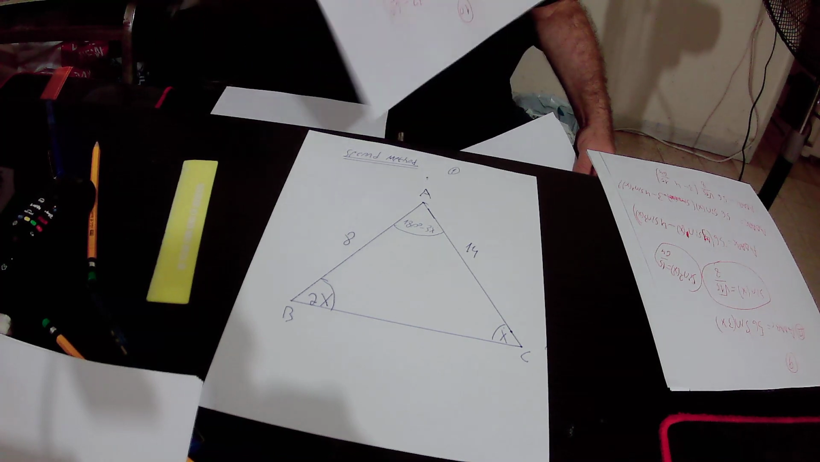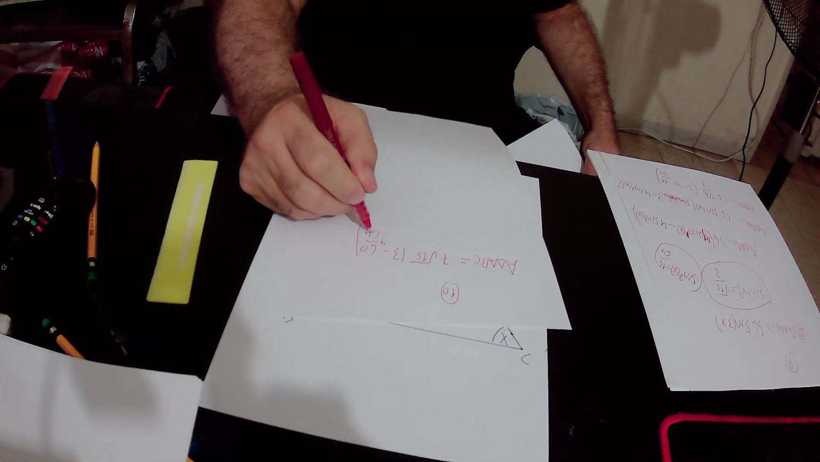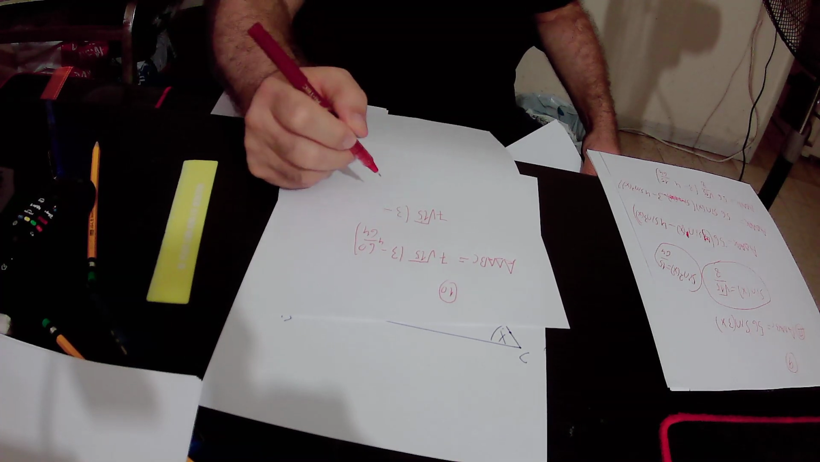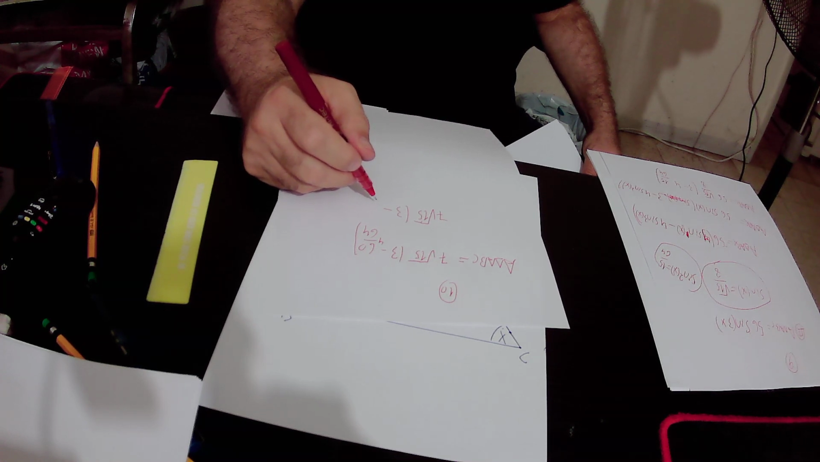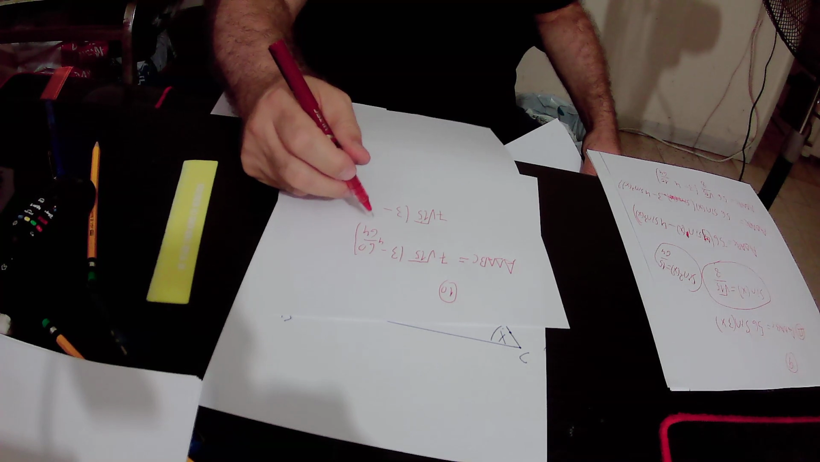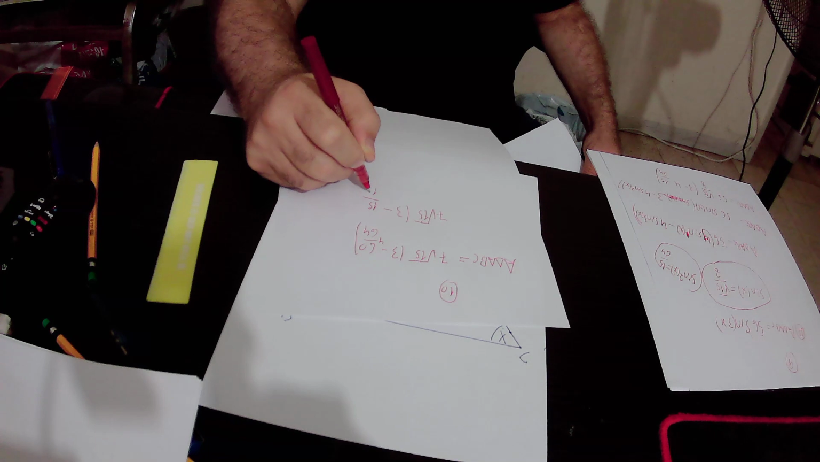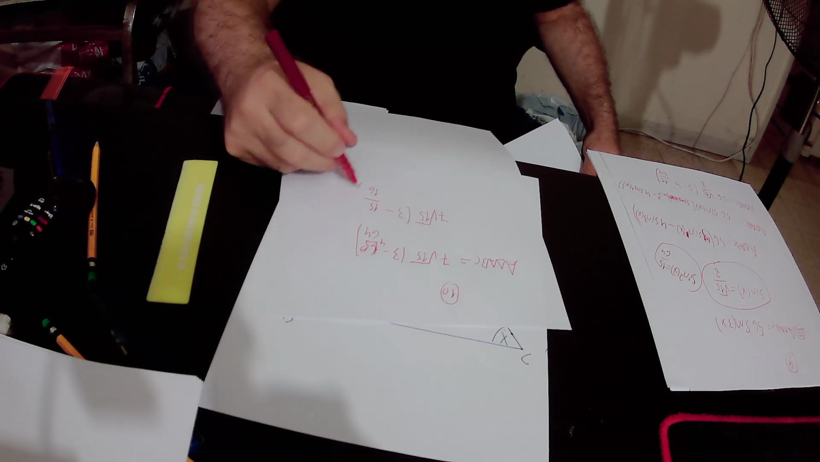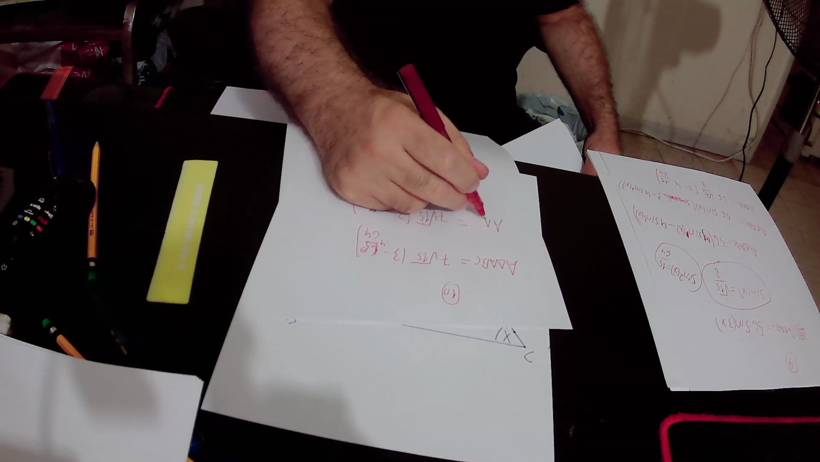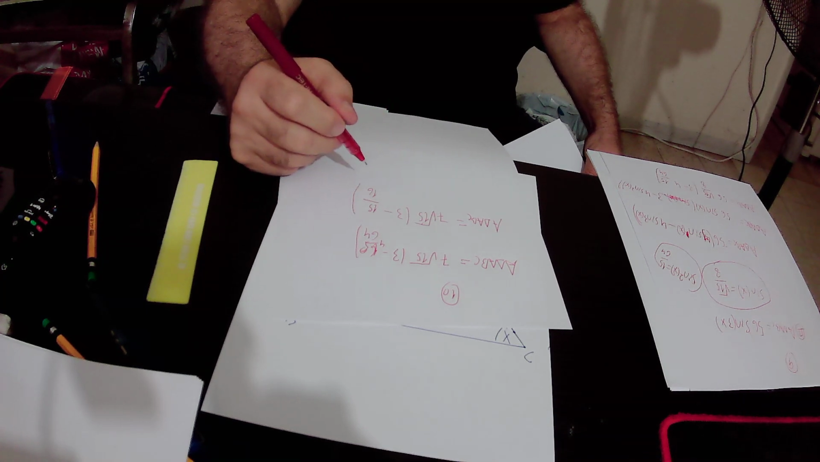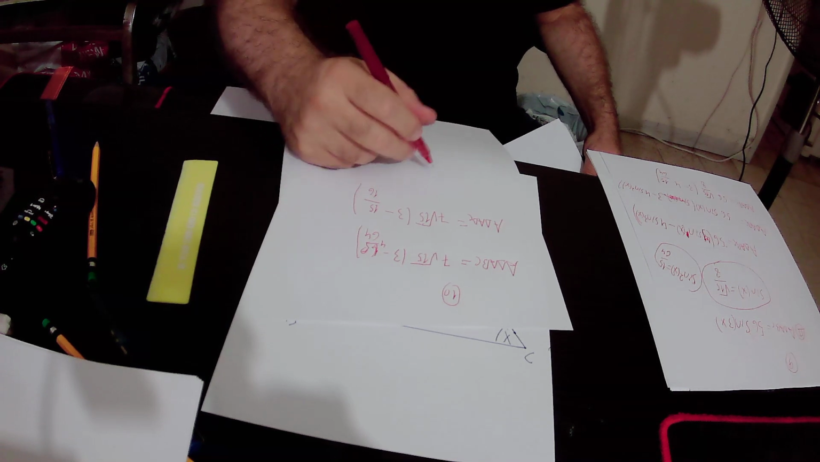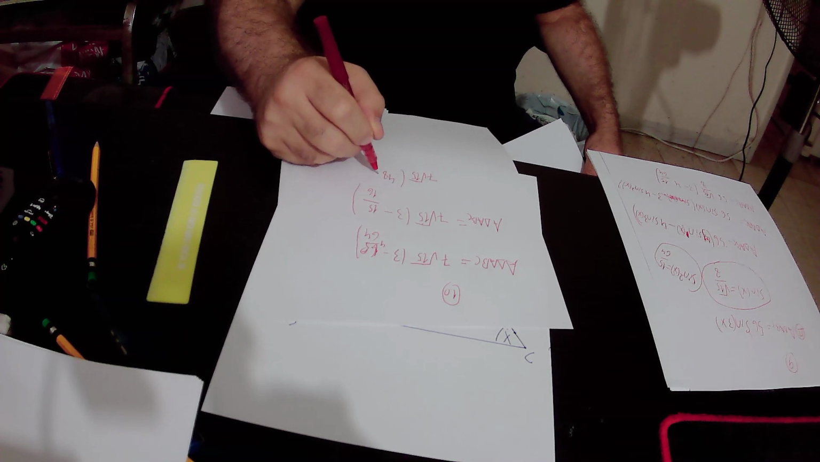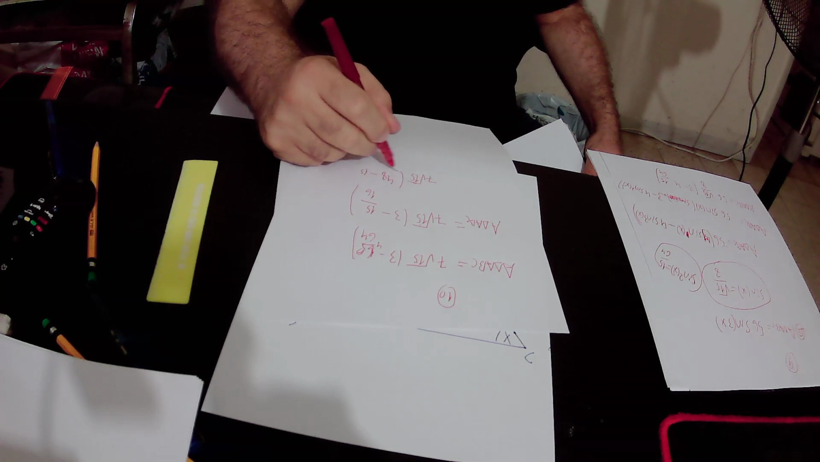So here we have 4 times 15 over 64, which is actually 15 over 16. So the area of triangle ABC equals 7 times root 15 times 3 minus 15 over 16.